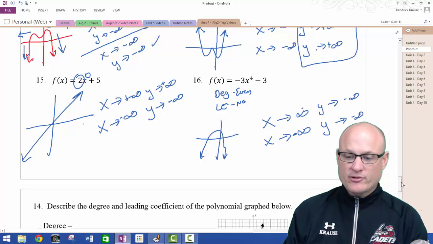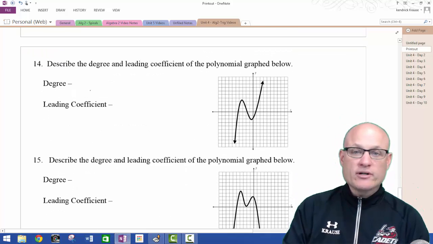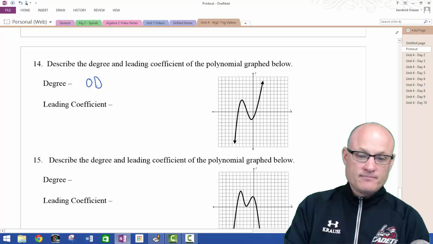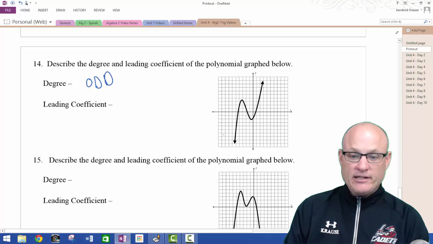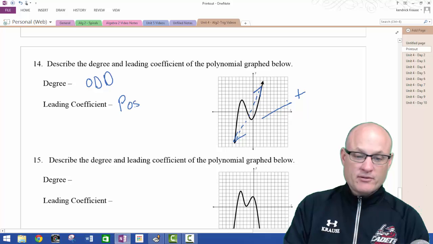All right, so last page here, real quick. All I want you to do is tell me whether or not the degree is even or odd on these. So let's see. It's going off in both directions. That means the degree is odd. And my leading coefficient. Now, wait a second. If I draw that line, doesn't that have a positive slope? So the leading coefficient should be positive.